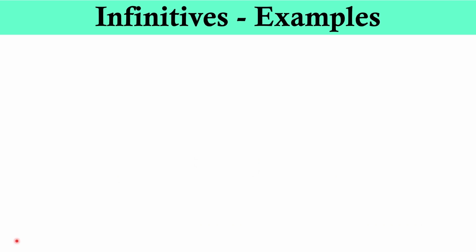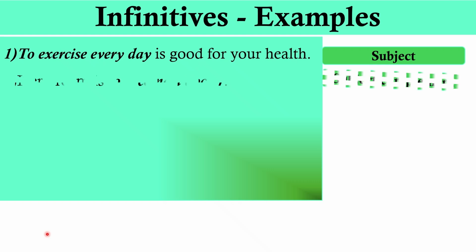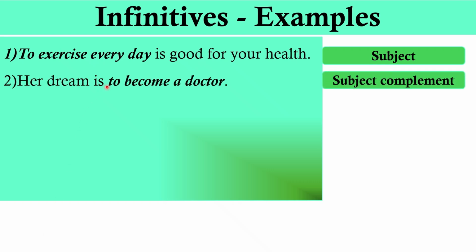Let's look at some quick examples of how infinitives function. First, to exercise every day is good for your health. Here, to exercise every day is the subject of the sentence, the thing that is good. That's the job of a noun. Second, her dream is to become a doctor. In this case, to become a doctor completes the meaning of the subject, her dream. This is the job of a subject complement. It tells us what the dream actually is.